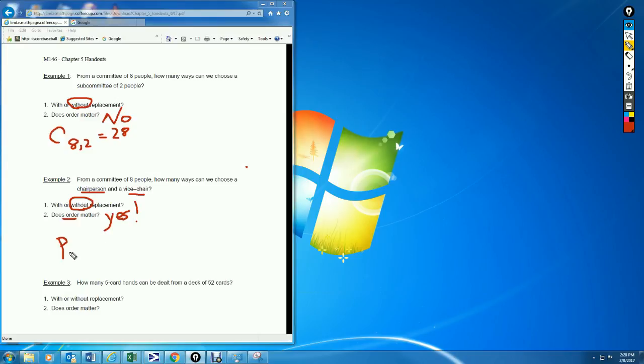And again, the total number of objects, in this case people, is 8, and we are choosing 2 of them. And again, pause if you want to try it on your calculator, but you should find that that is equal to 56.